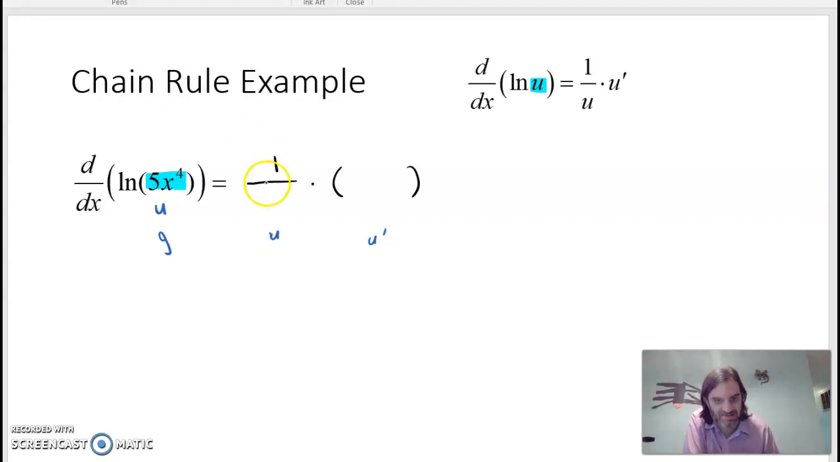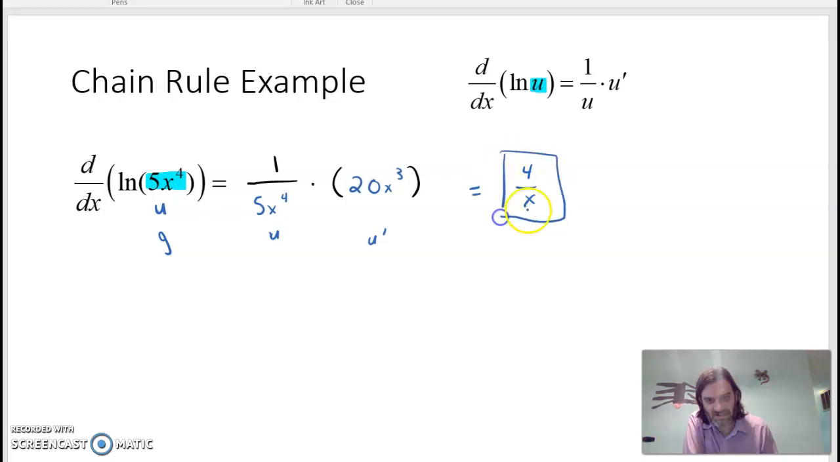So we will drop this u back in, 5x to the fourth, and the derivative of that was 20x cubed. So basically I took my u and tacked on the derivative of u. Think of u and g as the same thing here. And I can clean up a little bit. We talked about 20x cubed over 5x to the fourth giving us 4 over x. Whether you clean it up or not, it's the same derivative.